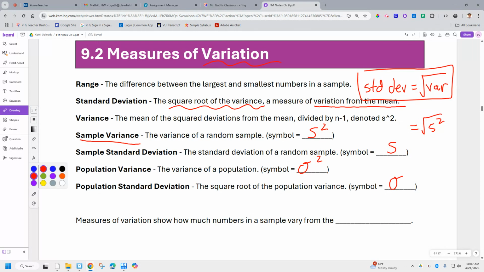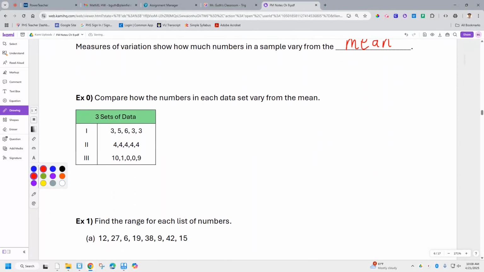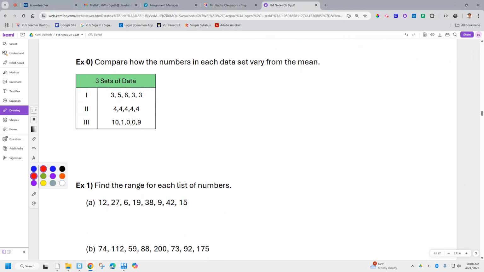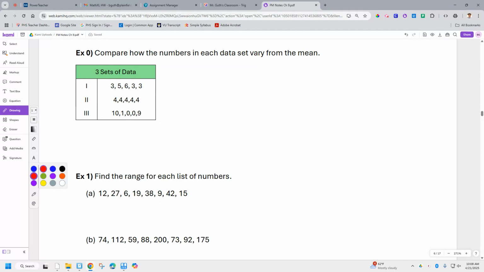Measures of variation show how much numbers in a sample vary from the mean. Example 0 says compare how the numbers in each data set vary from the mean. You're going to have to be able to calculate the mean, and if we look at the mean of this data set, you add those up, that's 8, 14, 17, 20. That's 20 divided by 5 is 4. And clearly, if I take the mean of this, it's going to be the same thing. It's going to be 20 divided by 5 is 4.